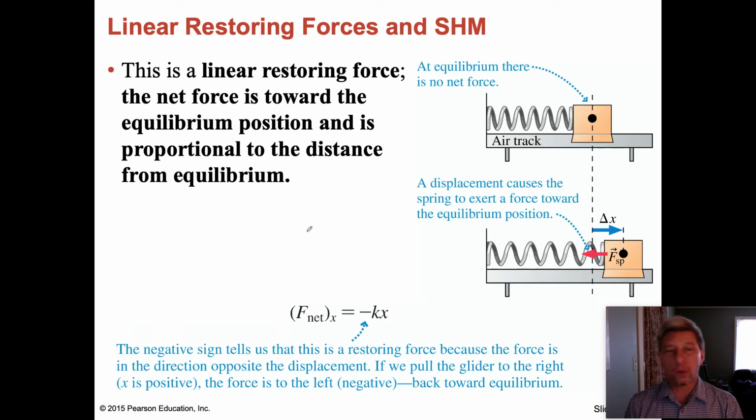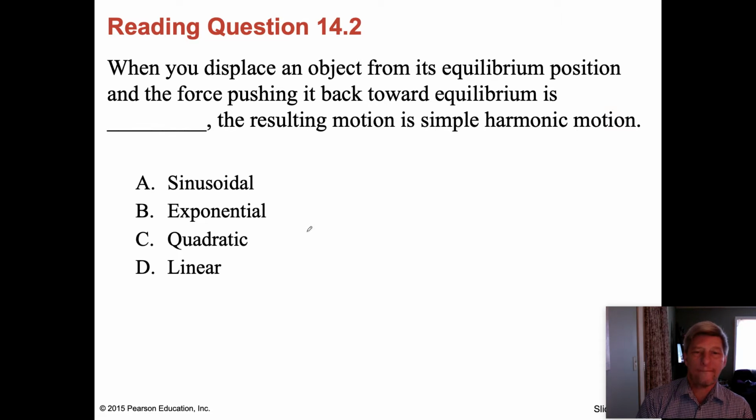It's a linear restoring force because it's simply moving in a straight line back and forth, and the net force is toward the equilibrium position, and it's proportional to that distance from the equilibrium. So when you displace an object from its equilibrium position and the force pushing it back toward equilibrium is linear, the resulting motion is simple harmonic motion. Linear, because you push one way, it pulls back the other way.